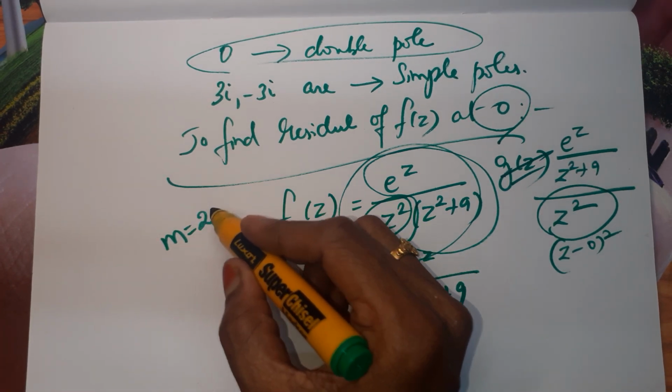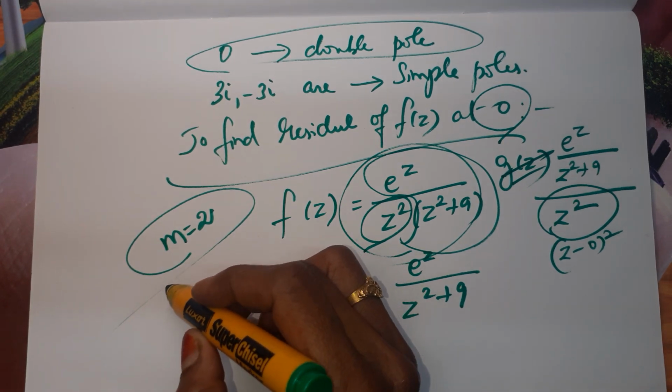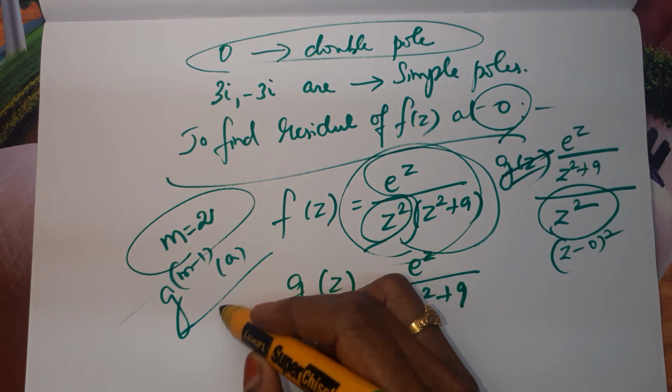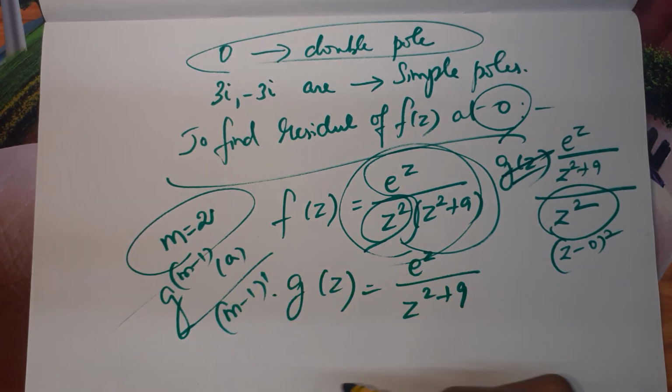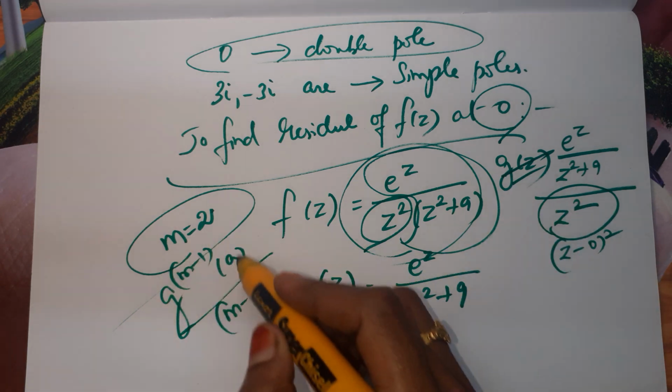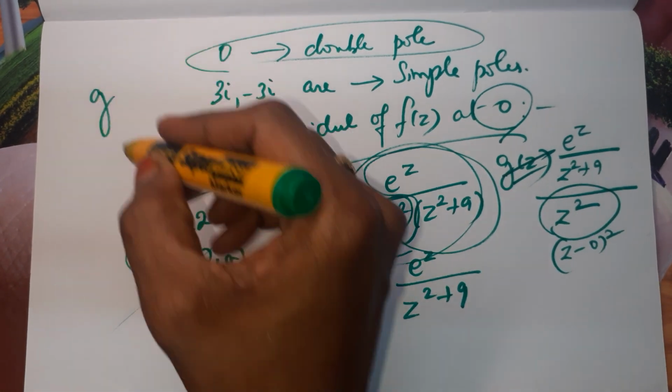So m takes the value 2. So what is the formula for residue? g of m minus 1 of a by m minus 1 factorial. That is the formula we have. Here m takes the value 2. So on substitution of that, we are getting g of 2 minus 1, which is 1, of a.